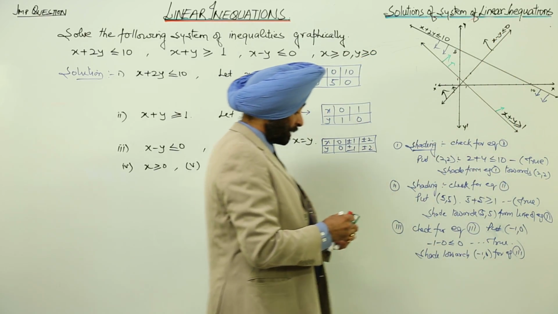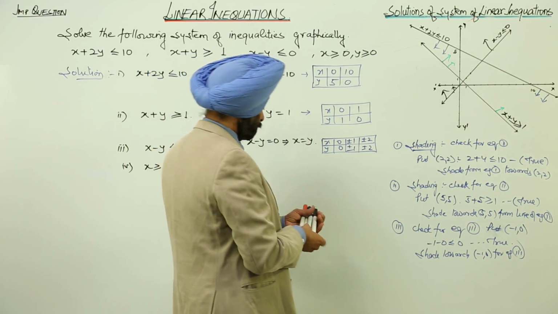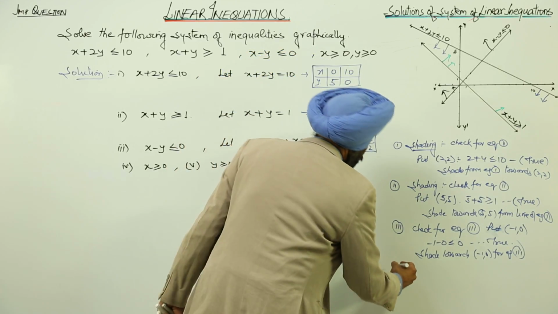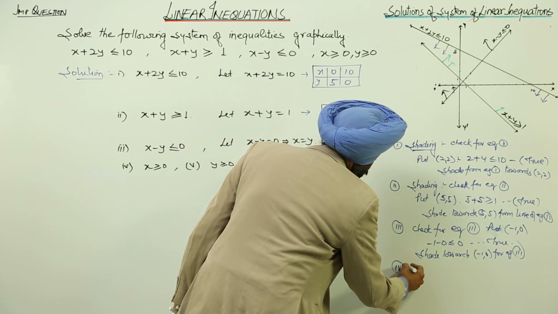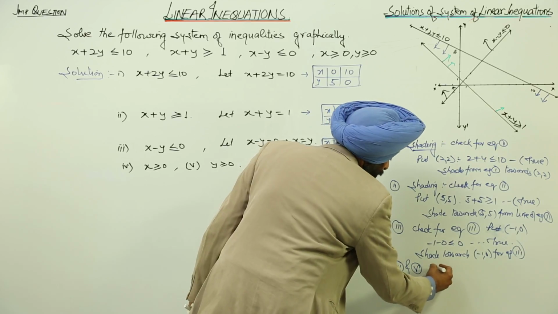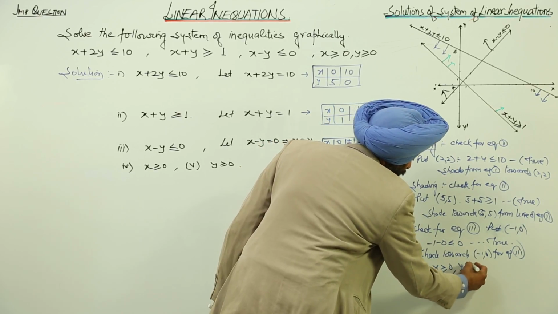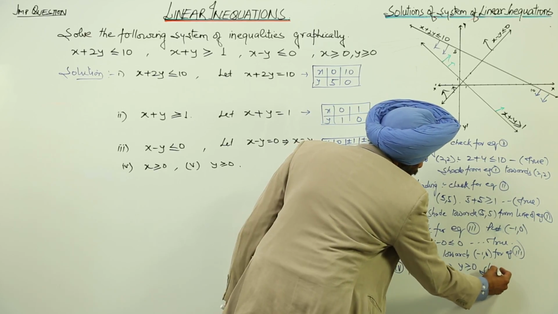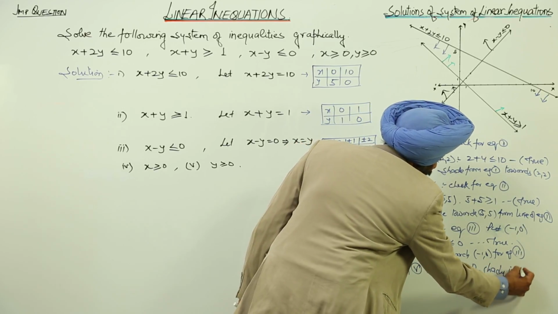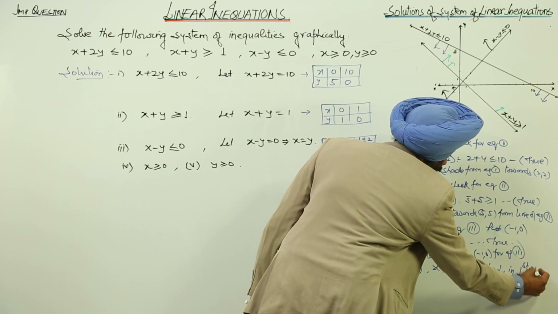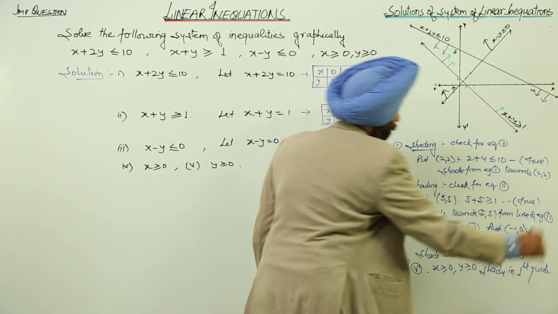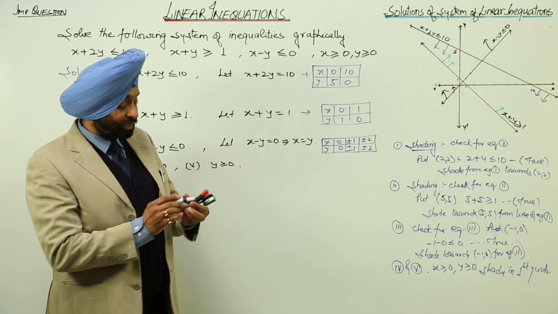Okay. And finally we are having fourth and fifth. x greater than or equal to 0, y greater than or equal to 0. So shading in first quadrant. Is it clear? Now let's shade it.